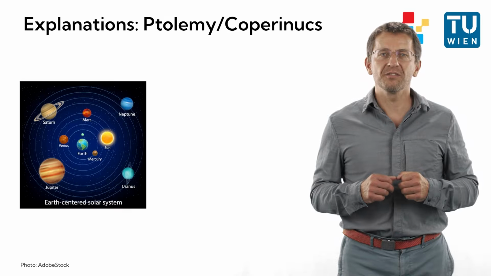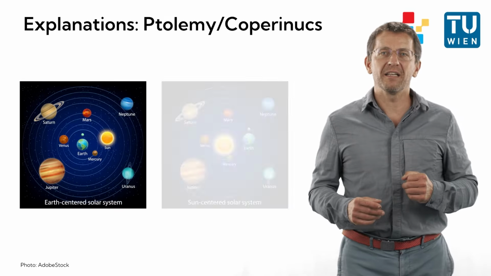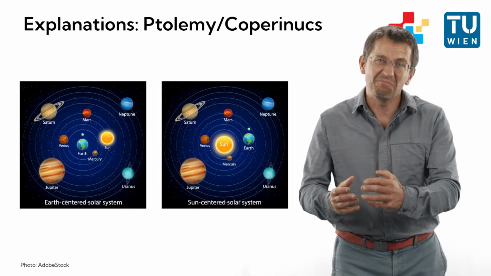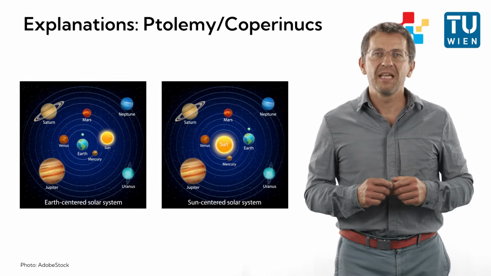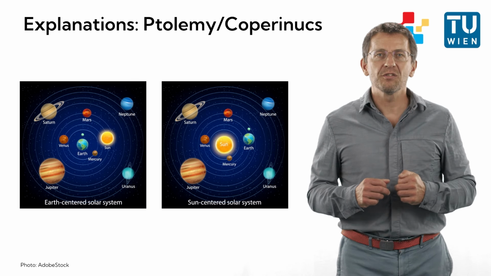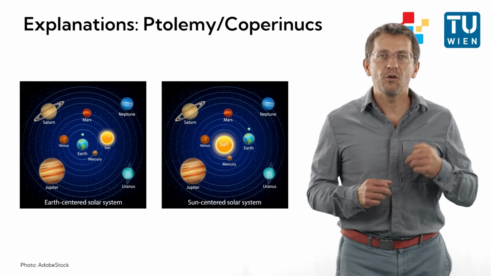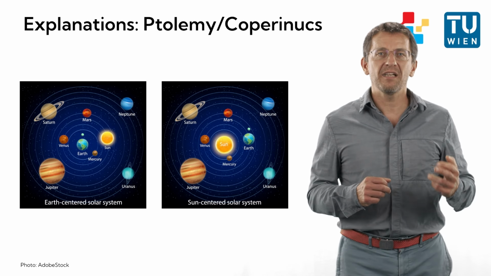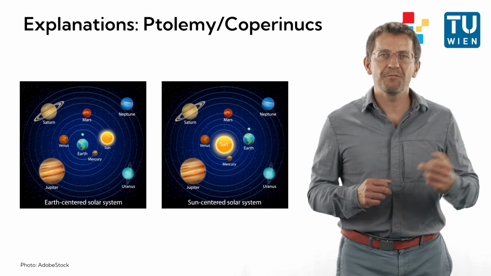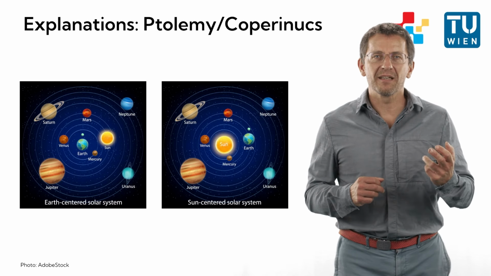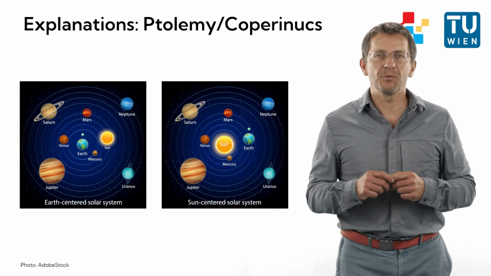Then came Copernicus with a radically different idea. What if the sun, not the Earth, was at the center? In his model, Mercury and Venus orbit closer to the sun, and Earth itself moves, rotating and revolving. It was a massive paradigm shift, not just a tweak, but a new way of thinking about the universe.